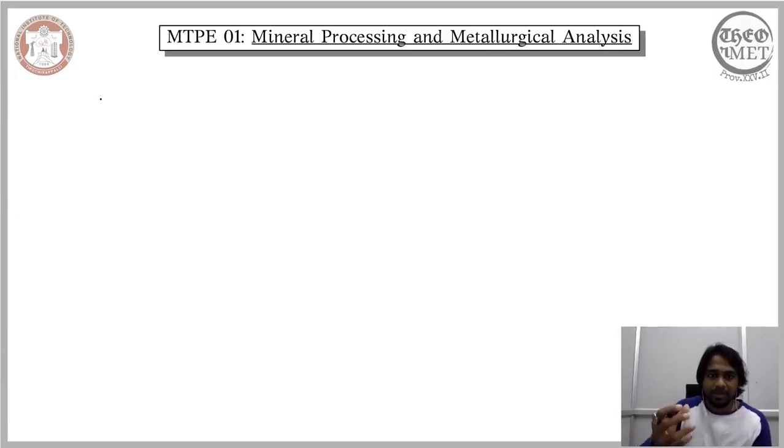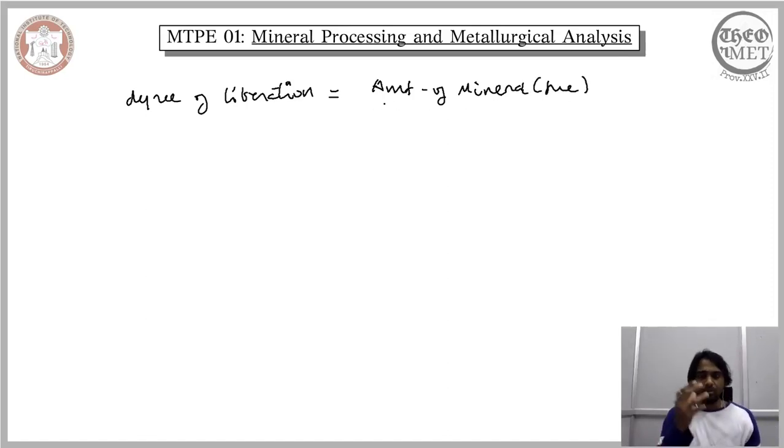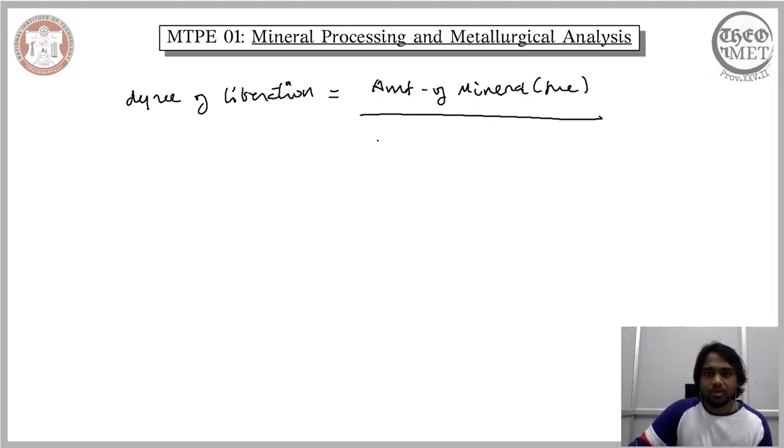Now, we saw in the previous lecture that the first factor, the amount of particle that we liberate from a given ore particle, we refer to as the degree of liberation. So this degree of liberation is nothing but the amount of mineral particle which is free, that is being liberated through a given comminution process, with respect to all the particles that are being produced from the comminution, into 100.